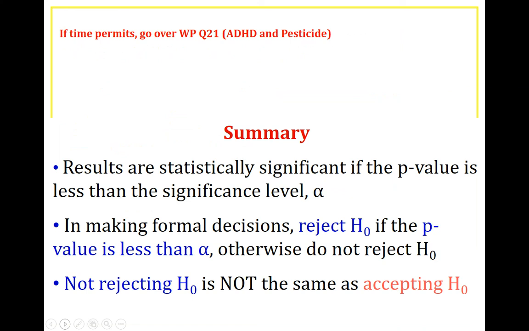Summary. Results are statistically significant if the p-value is less than the significance level alpha. In making a formal decision, we reject H sub O if the p-value is less than alpha. Otherwise, we do not reject H sub O.